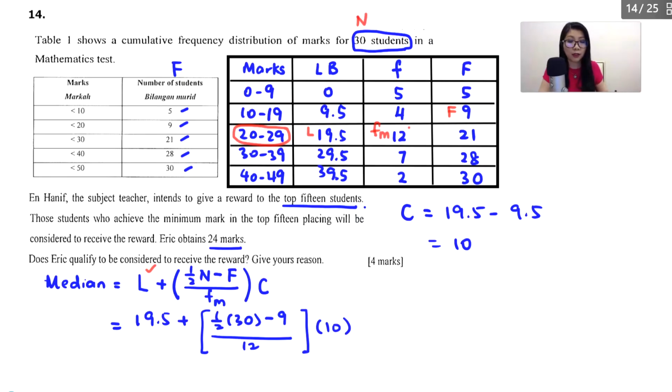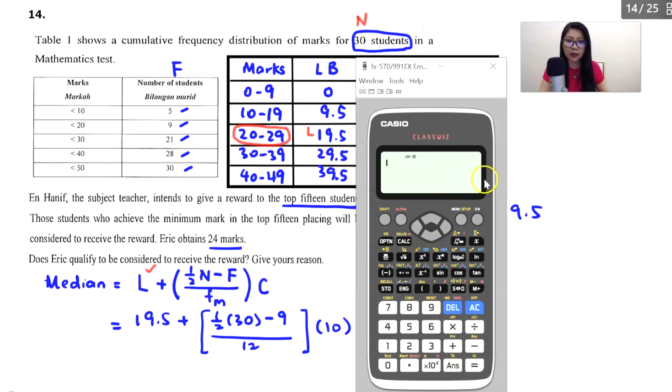Then we use the calculator and we calculate. Okay, let's use the calculator. So here, half times 30 is 15. We solve the one inside the bracket first. So minus 9, and then equals, and then divided by 12. And then after that, we times with 10. And then after that, we plus 19.5. Okay, let's see what we'll get.